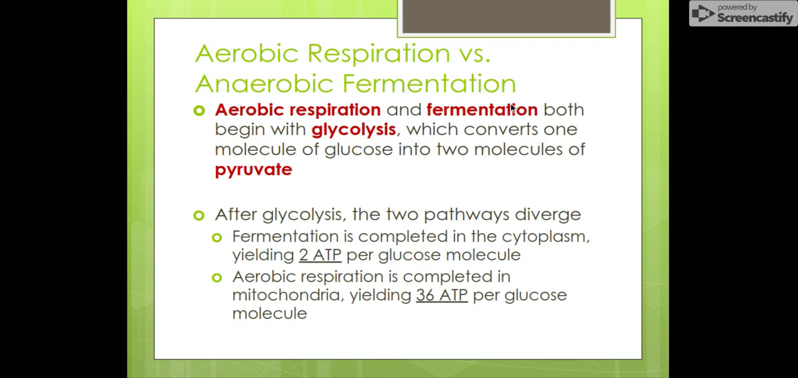Aerobic respiration and fermentation both start with glycolysis, taking glucose, turning it into 2 pyruvate. This is where things become different. With fermentation, we get 2 more ATP per glucose molecule. So with glycolysis and fermentation, you're only getting 4 ATP per glucose. But again, with aerobic respiration, we're getting something like 38. So it's significantly more efficient to do the aerobic respiration than the anaerobic fermentation.